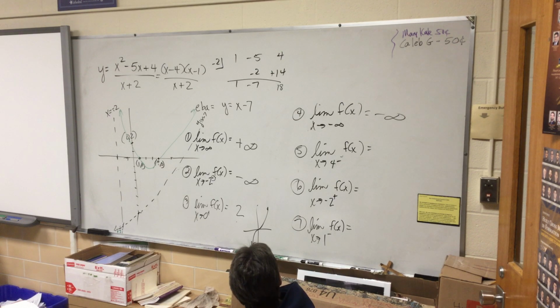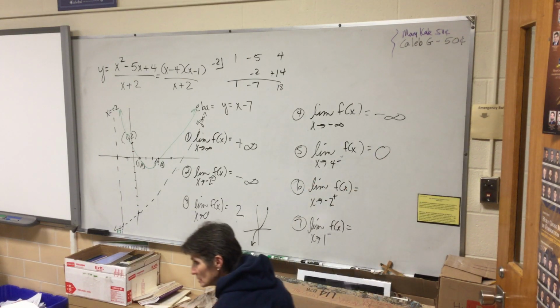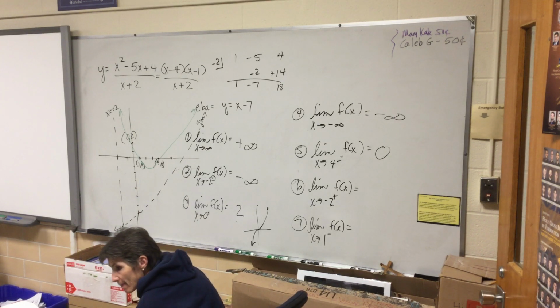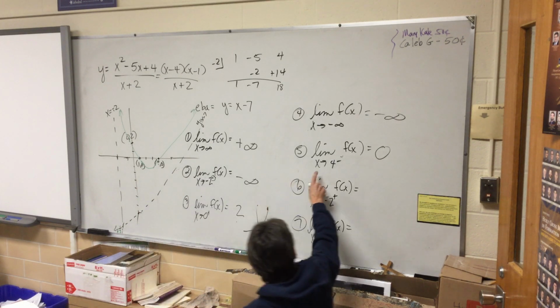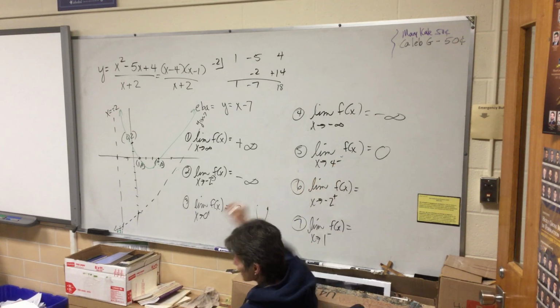Ellie? I put negative infinity. Nope. Let's look at our picture. It's 0. Why is it 0? Because it's a point. X equals 4 is a point. I don't care whether it's left or right side, that's irrelevant.